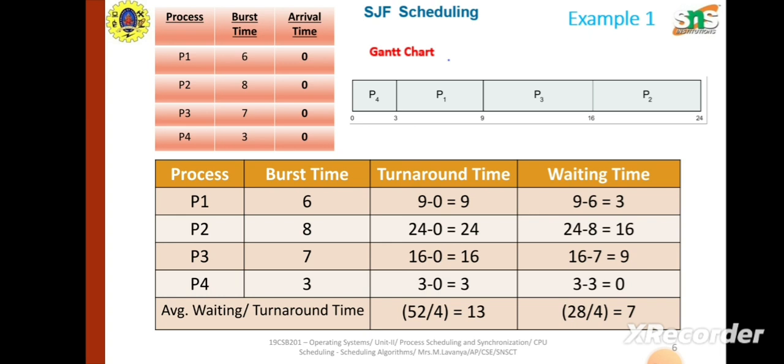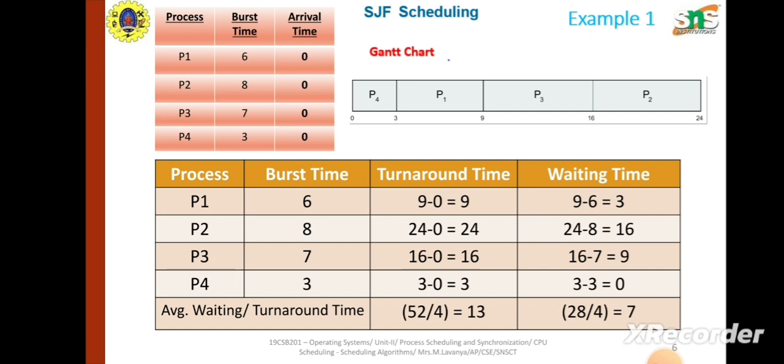Then finally P2 is available in the queue. Next P2 will be allocated for the execution. P2 starts at the time of 16 milliseconds. 16 plus its burst time 8 equal to 24. 24 is the completion time of process P2. This is the Gantt chart.